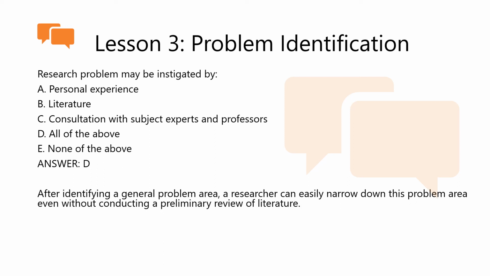Next question. After identifying a general problem area, a researcher may easily narrow down this problem area even without conducting a preliminary review of literature. A. True. B. False. The answer is false. There should be a preliminary review of literature.